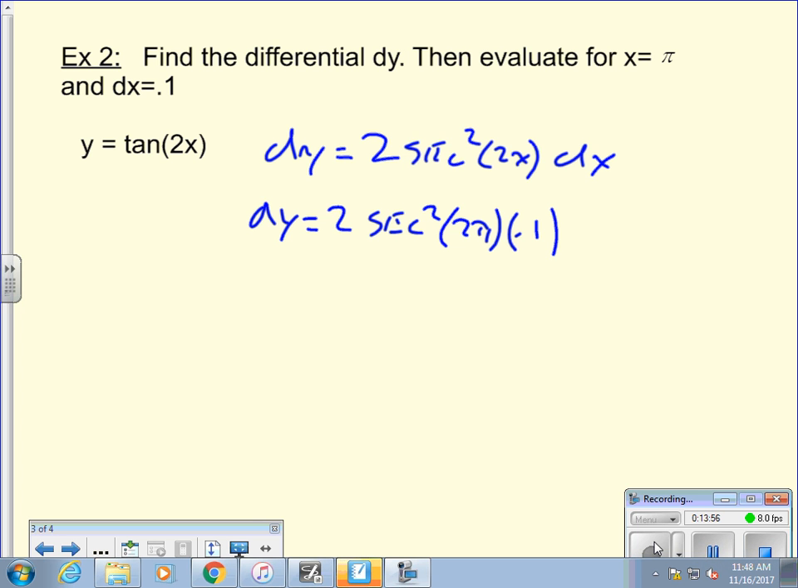Almost got you on that one. Times 0.1 is 0.2. dy equals 0.2. Ha! And I didn't even need a calculator to figure that one out. See, if you know your unit circle really, really good, you don't need your calculator for everything. Okay?